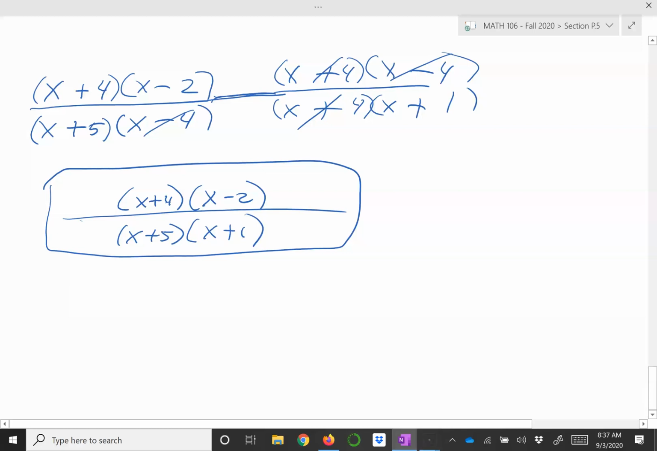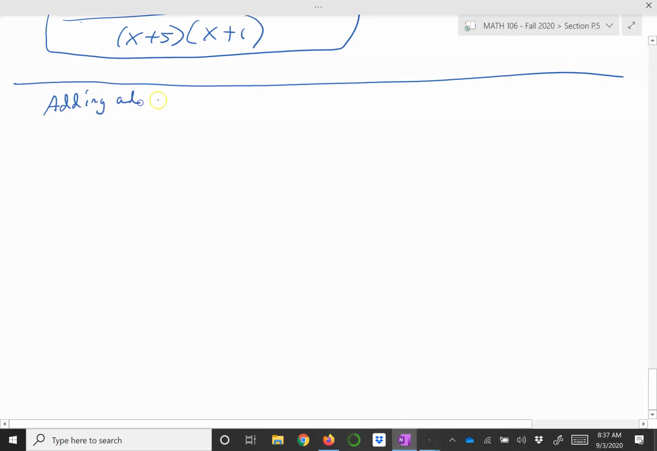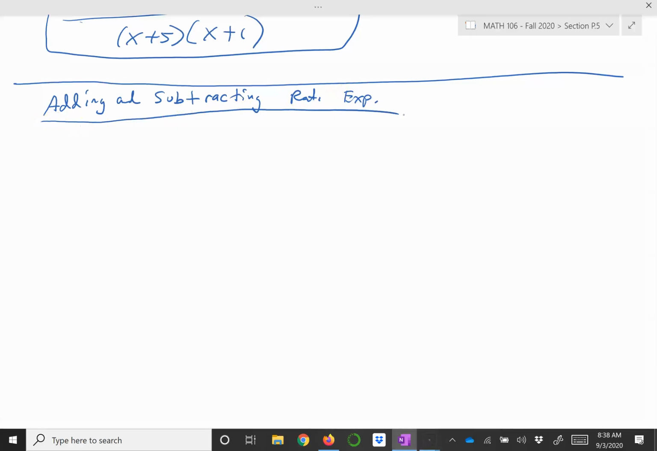All right, so that stuff's not going to be on the quiz, but that was the last thing that we did in section P5. So the last part of section P5 is going to be, so this is new, adding and subtracting rational expressions. All right, so there's two different versions of these that we're going to work with, and we'll do the easier one first. And we'll just look at regular rational numbers first, so just fractions.